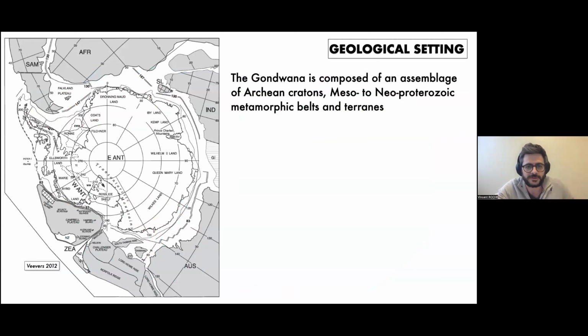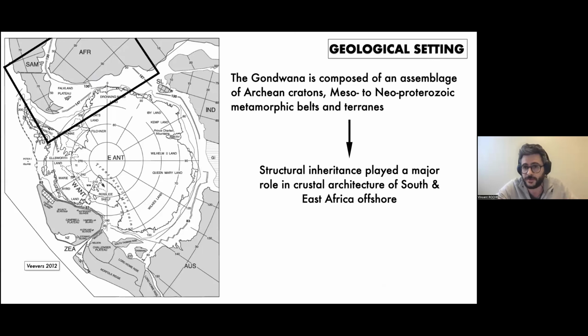Just before, it's important to recall that Gondwana is composed of different cratonic masses, which were fused together during several orogenic events. As a result, different mountain belts form suture zones between all the plates, which have been successively reactivated during the breakup of Gondwana. There is a consequence of that: structural inheritance, and structural inheritance plays a major role in crustal architecture and development of margins through time.